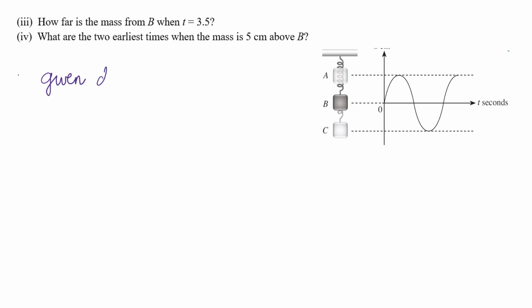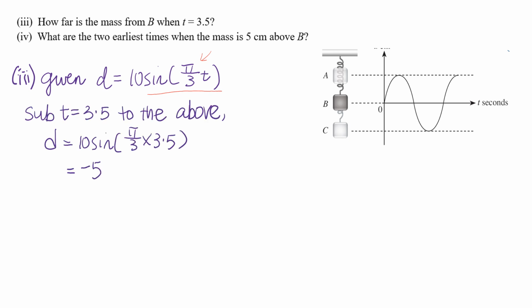The next question is how far is the mass from B when t is 3.5? It's relatively easy. You just substitute t equals 3.5 into your equation. The only thing I need to remind you is that we are dealing with angles in radian mode. When you use a calculator to work this out, please remember to change your calculator mode to radian if you want to use pi. That will give you d equals -5.